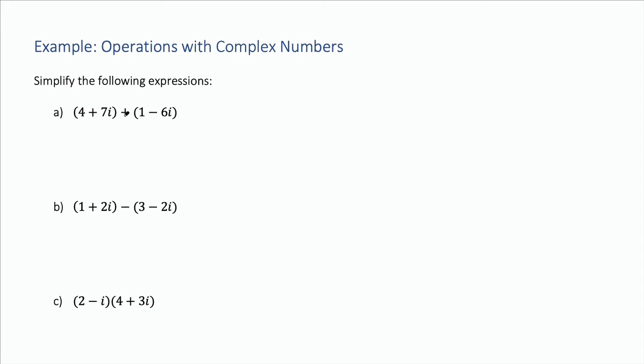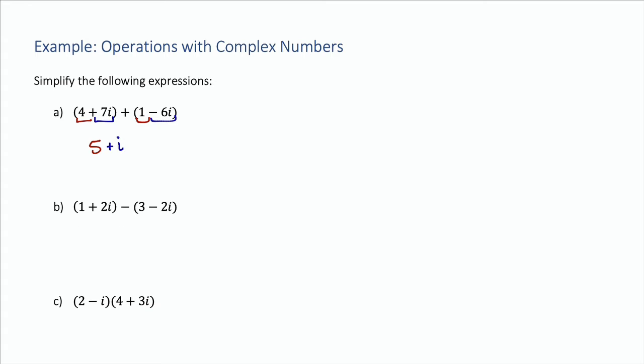First of all, adding. When adding or subtracting two complex numbers, we just add or subtract the real parts and the imaginary parts. So when adding, our real parts here are 4 and 1, and that's what we add. So 4 plus 1, which is 5. And then the imaginary parts, we've got 7i and negative 6i. So 7i plus negative 6i is just positive 1i. So the sum of those two complex numbers is 5 plus i.